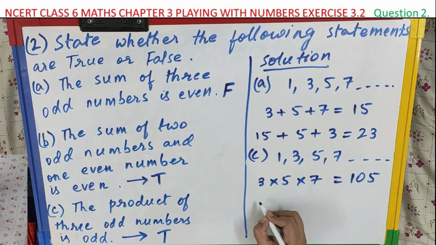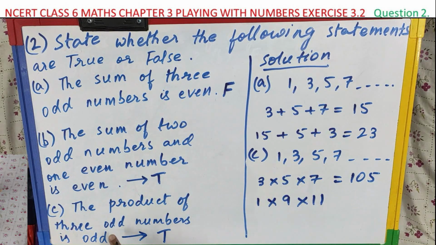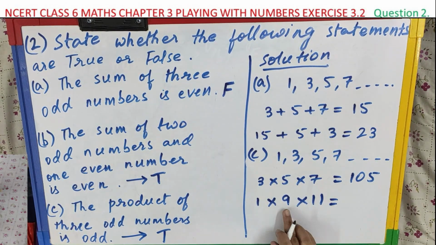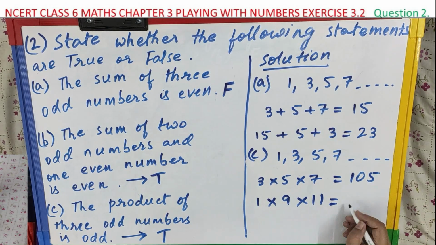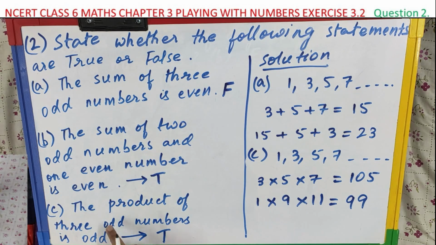Let us take one other example. Okay, 1 into 9 into 11. The product of three odd numbers. These three are odd numbers and we are going to find the product of these three odd numbers. What is the result? 1 into 9 is 9. 9 into 11 is 99. So what is this number? This is an odd number because it is not divisible by 2. So this statement is correct. The product of three odd numbers is odd. Okay, so this statement is true.